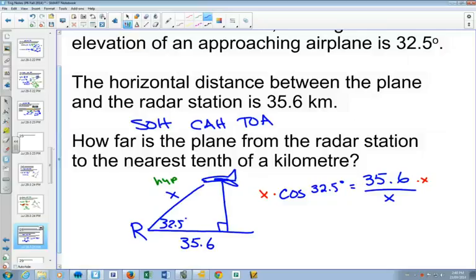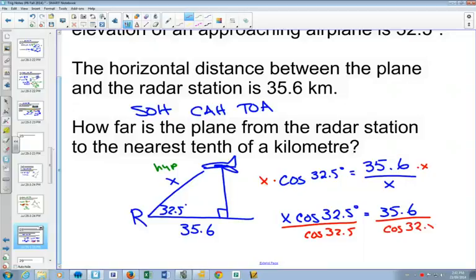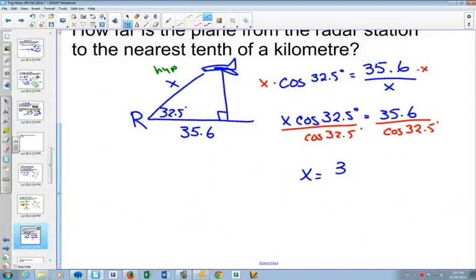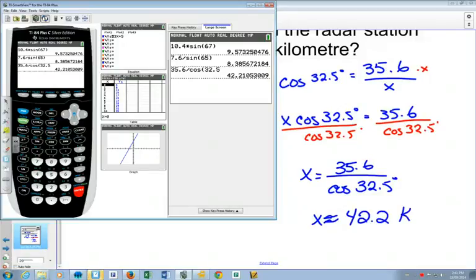And then divide by cos 32.5. And you would get x is 35.6 divided by cos of 32.5 degrees. Type that into your calculator. 35.6 divided by cos 32.5. Is it to the nearest kilometer? Tenth, 42.2 kilometers.